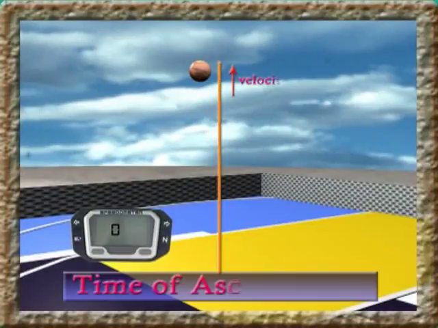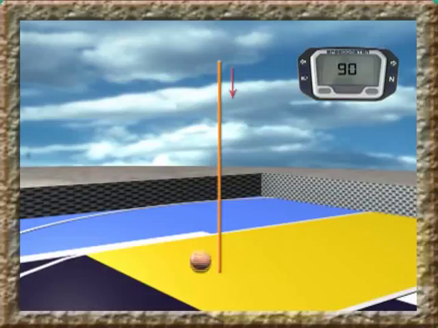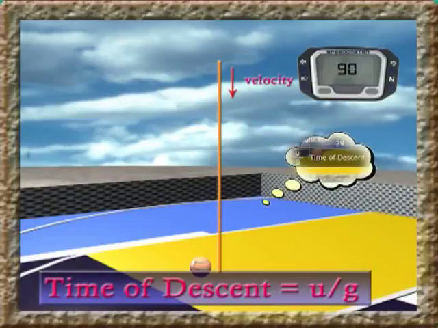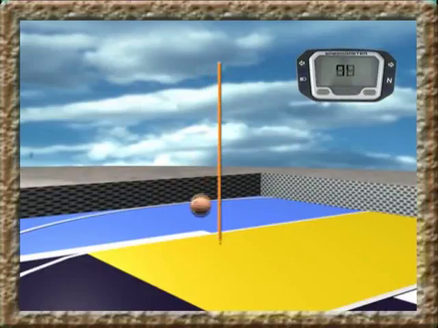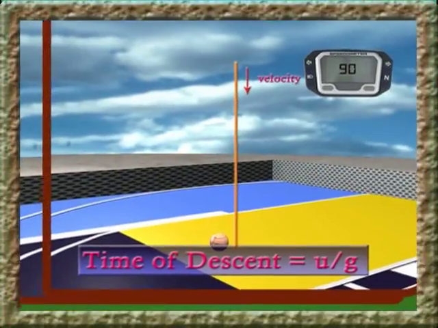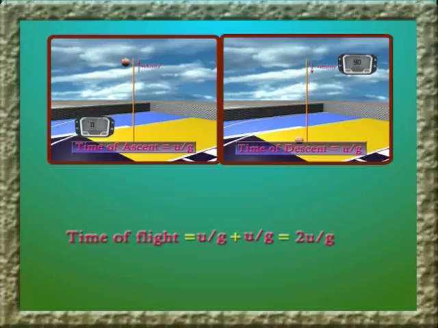It is interesting to note that the time of descent and ascent are always equal for bodies moving under gravity. Time of flight means how long the body was in air, and therefore it is the addition of the two values, that is, time of ascent and time of descent. So, time of flight is equal to u divided by g plus u divided by g, which is equal to 2u divided by g.